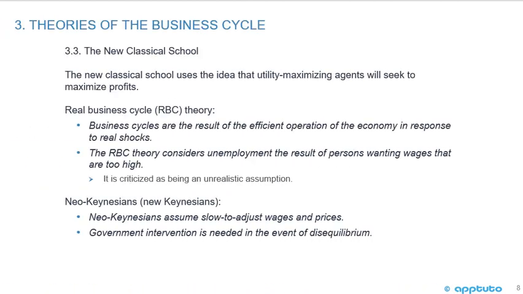So continuing with the theories of the business cycle, this slide is going to look at the Neoclassical School and finally the Neo-Keynesians, the New Keynesians. So starting with the Neoclassical School, the Neoclassical School uses the idea that utility maximizing agents will seek to maximize profits. So there's the real business cycle, RBC Theory. Business cycles are the result of the efficient operation of the economy in response to real shocks. The RBC Theory considers unemployment the result of persons wanting wages that are too high. It is criticized as being an unrealistic assumption.